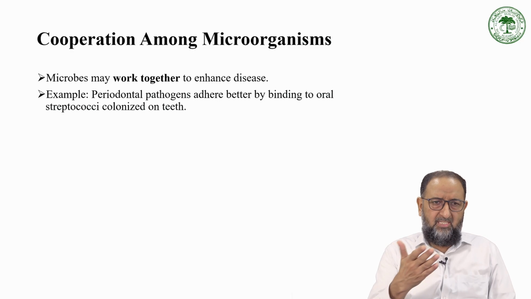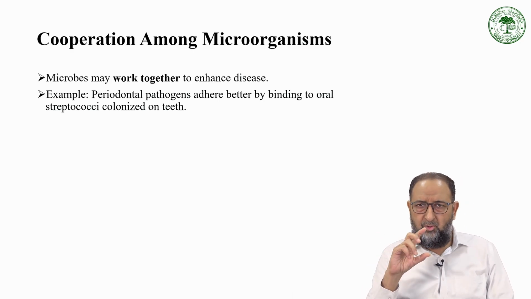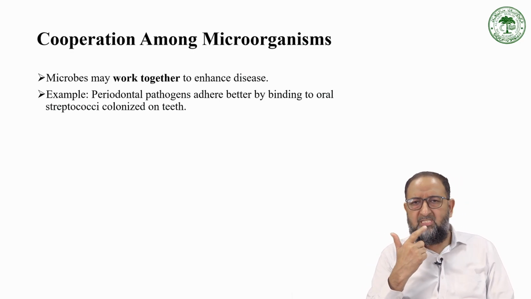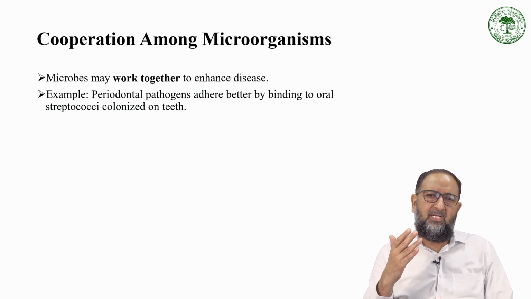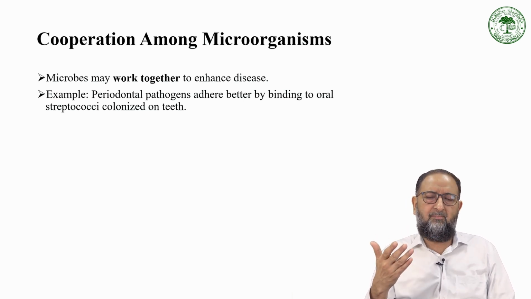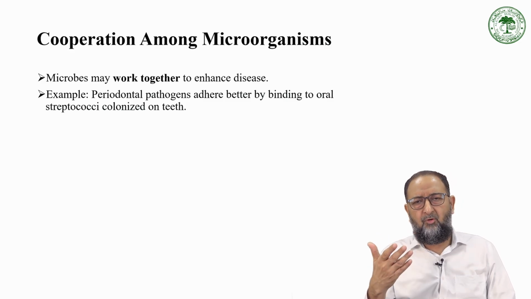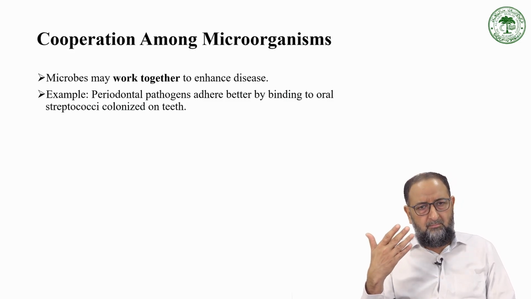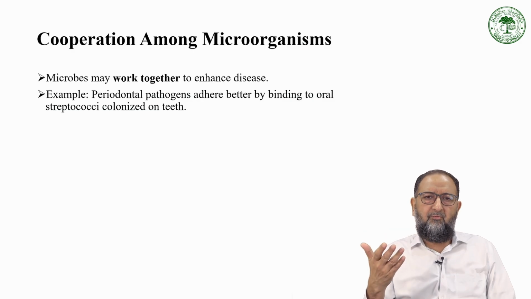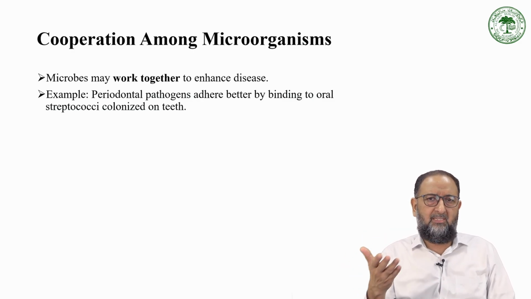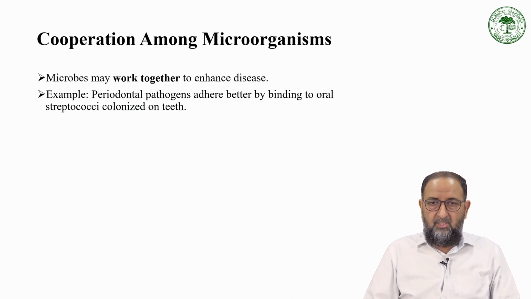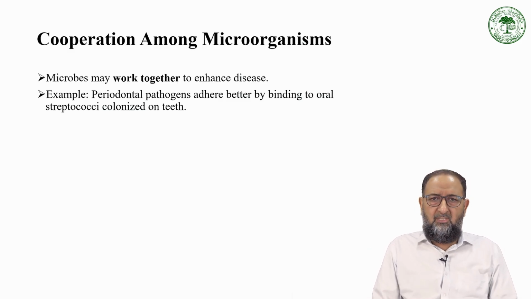For example, Streptococci which colonize the teeth surface form plaque, and these plaque formations are provided by the host system as nutrient and as a growth platform, an opportunity for these bacteria to grow and to cause decay of the tooth, dental caries, and some other periodontic infections. So this is called the cooperation among the microorganisms.